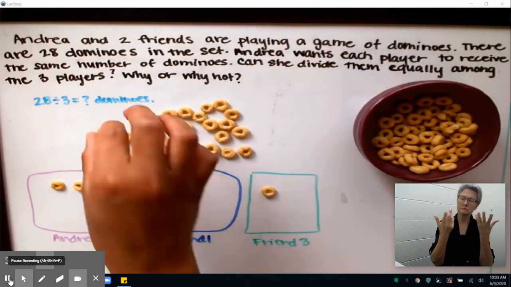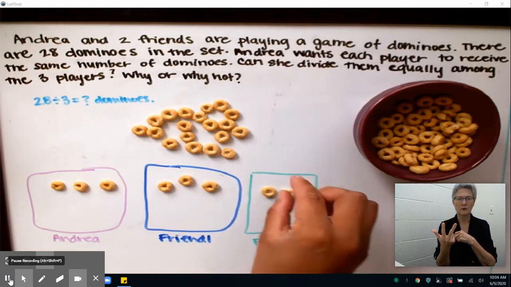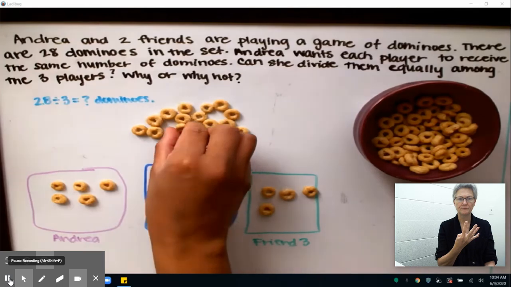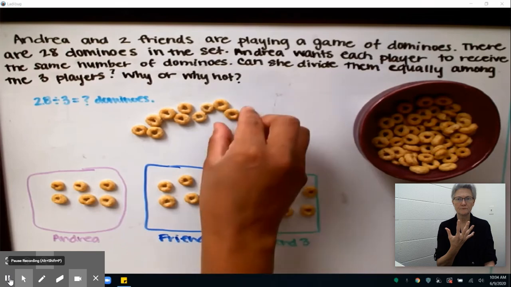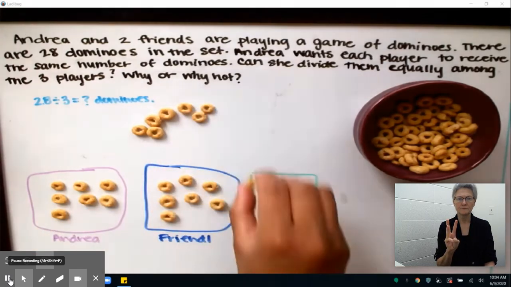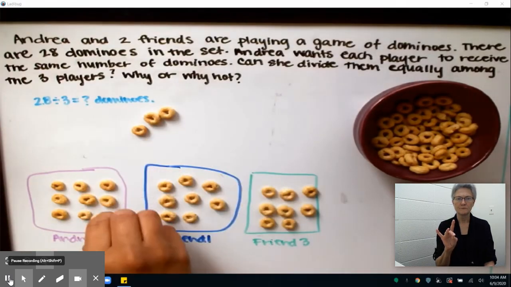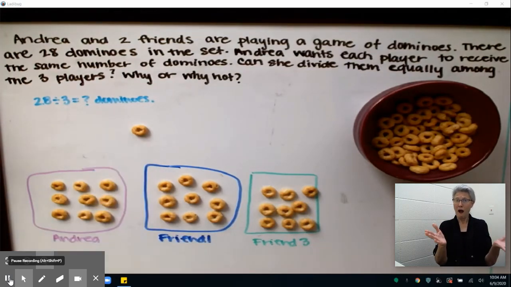So right now we've got 2 in each group, 3, 4, 5, 6, 7, 8, 9, and I've got 1 left over. I can't place that one single Cheerio representing a domino into any of the groups because then one group would have more than any of the other groups.